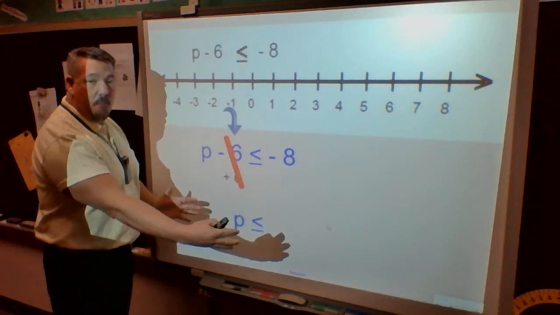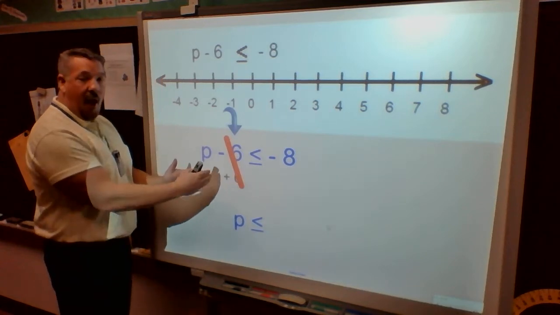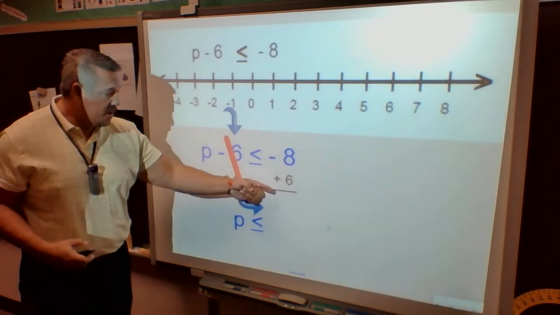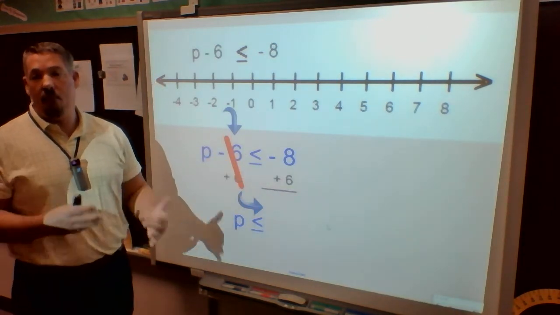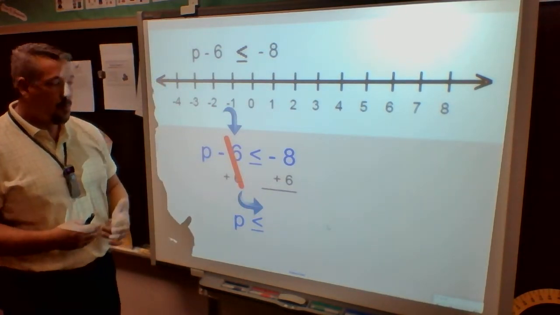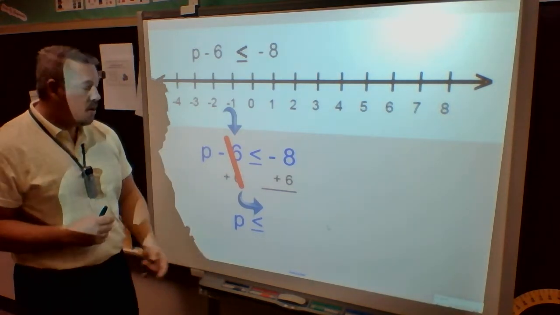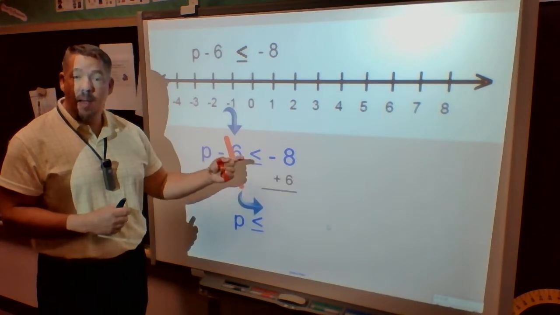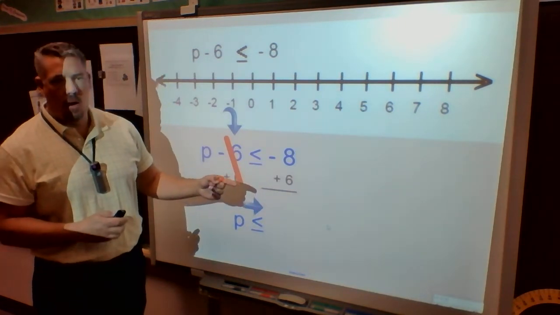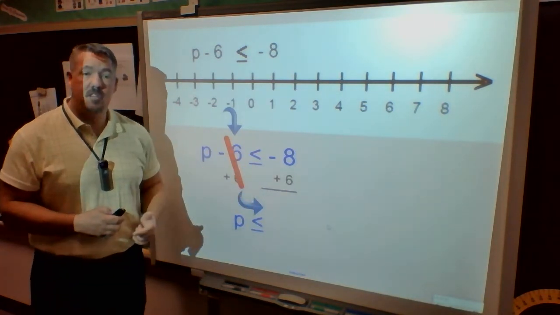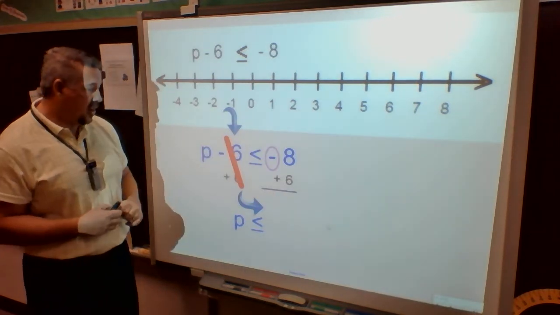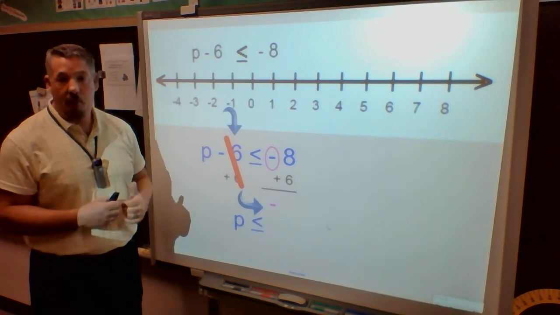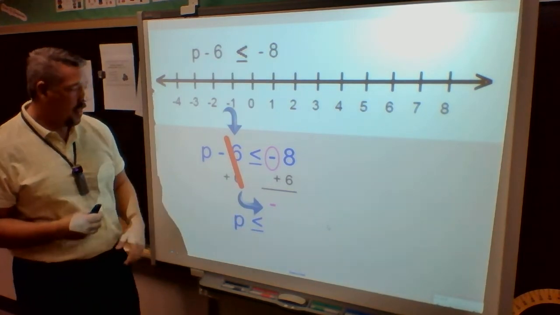I'm going to go to the opposite side. Over here I added 6, so over here I'm going to add 6. When I add 6 to a negative 8, so I get out my handy dandy papers, I begin to look at my steps. Can I add integers? Yes. Do I have the same sign? No. Keep the sign of the largest number. Well, 8 is larger than 6, so I know I'm going to keep the negative in my answer. Whatever my answer is, it's going to be negative.